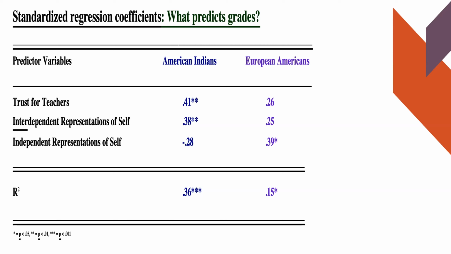in terms of predicting grades for either Native students or white students. One of the two most powerful predictors for American Indian students was whether or not they felt that they could trust their teachers. The translation here is that they had a positive relationship with their teachers, meaning that they could trust them, right? That was the single largest predictor of good grades for American Indian students. And you can see that it wasn't a predictor for non-Native students, for white students, right?